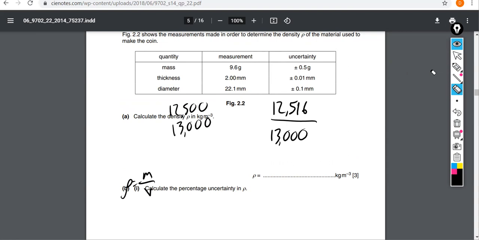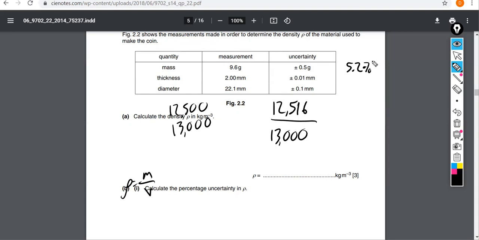We can calculate the percent uncertainty from the mass: 0.5 gram of absolute uncertainty divided by 9.6 grams of measured value. So 0.5 divided by 9.6. If you want to convert both of these into kilograms, you can, but the units are just going to cancel anyway, so it doesn't really matter. 5.2% uncertainty from the mass.